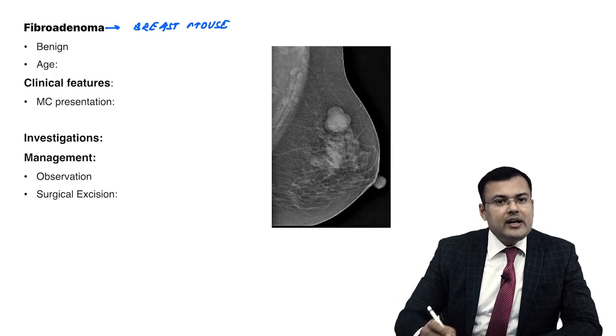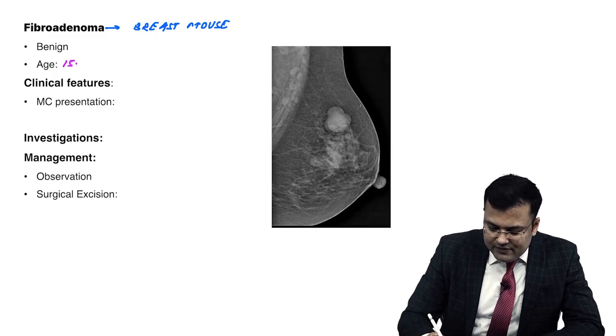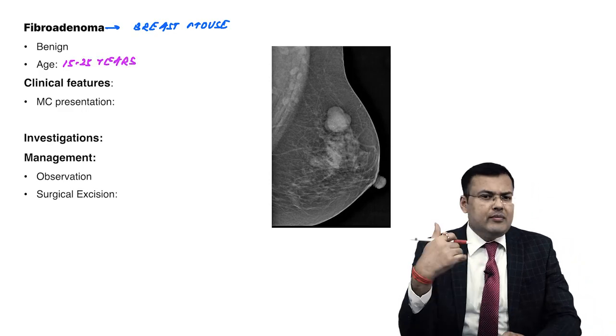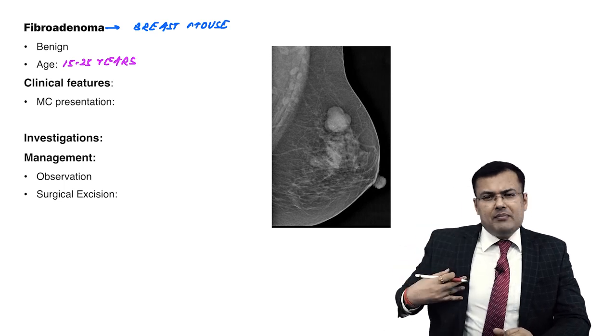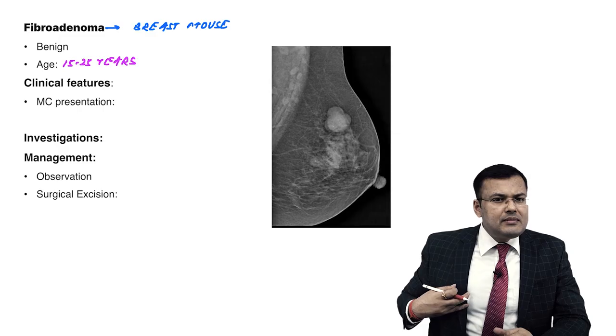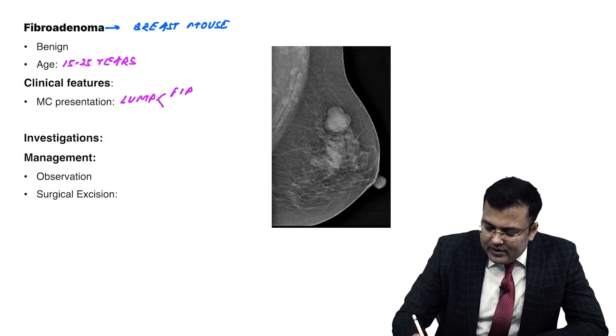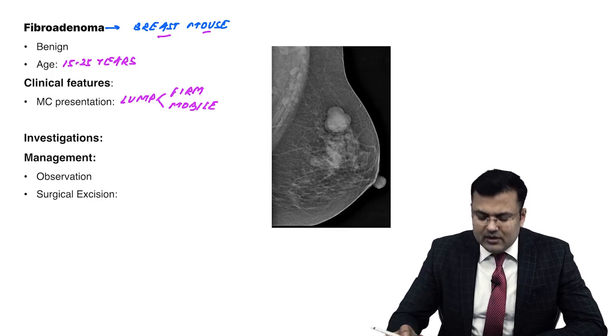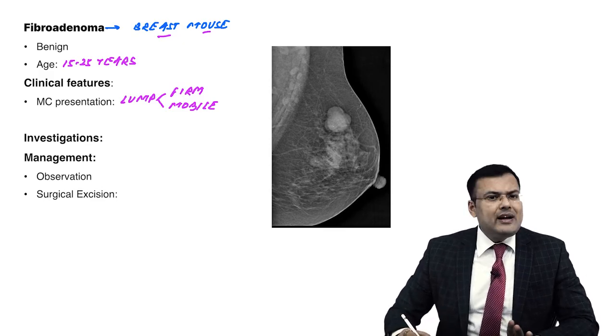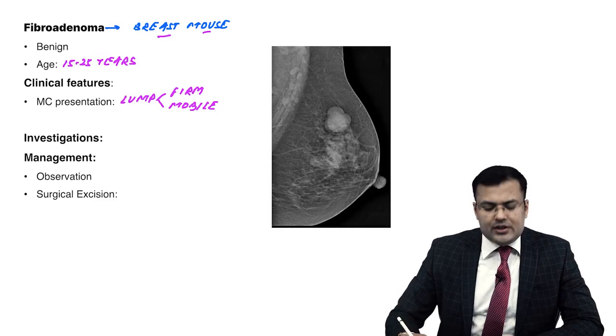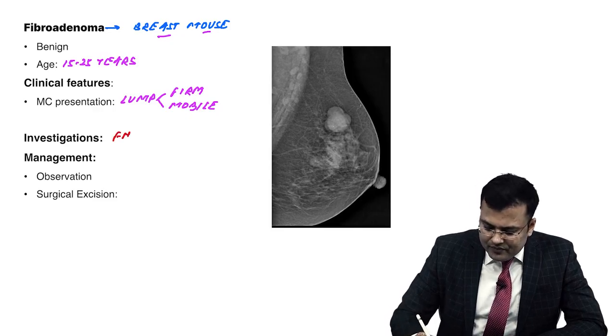We discussed already the age group, 15 to 25 years. So these are college-going or school-going females who come to you and say, sir, I'm having a lump, and if you perform the examination, it is firm and mobile. So the most common presentation is a lump. What kind of lump? It's firm. It's highly mobile. Since it is highly mobile, that's why the name is breast mouse. How to perform the diagnosis? Here, FNAC is sufficient. So the investigation of choice for diagnosis is FNAC.